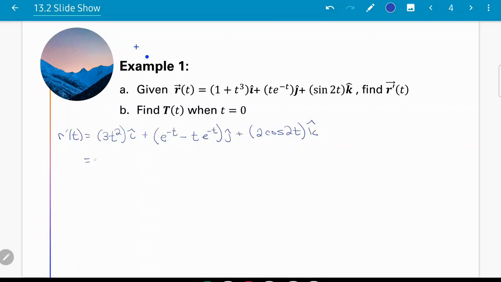Let's go ahead and simplify that. That's 3t squared i hat plus e to the negative t times 1 minus t j hat, and then 2 cosine 2t k hat.